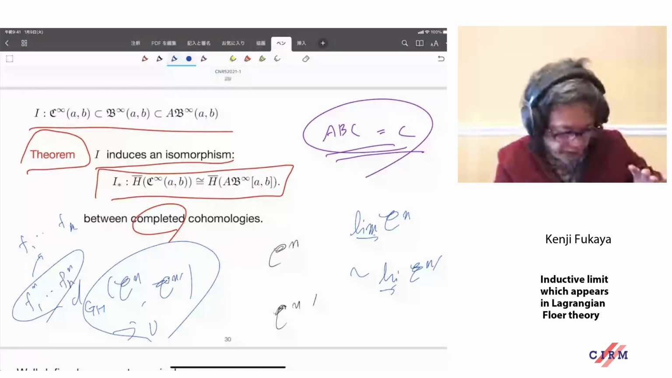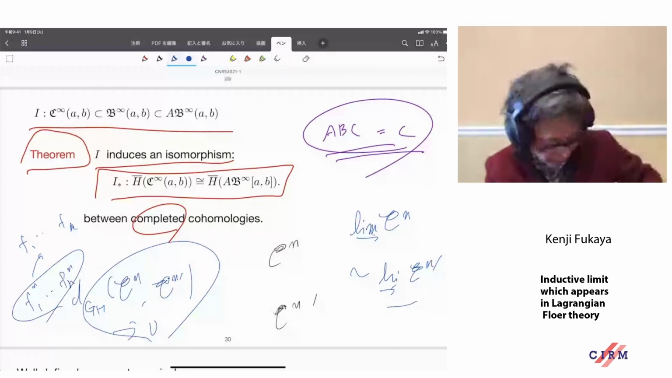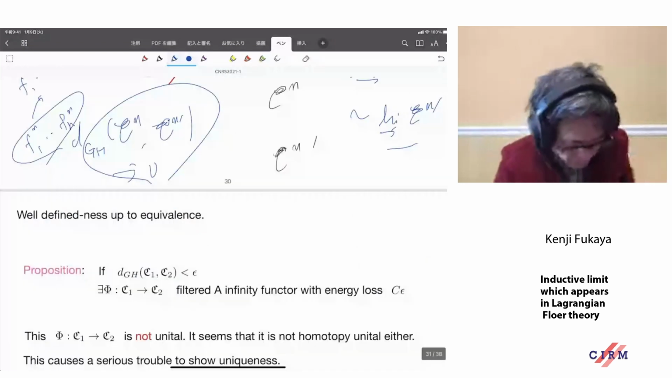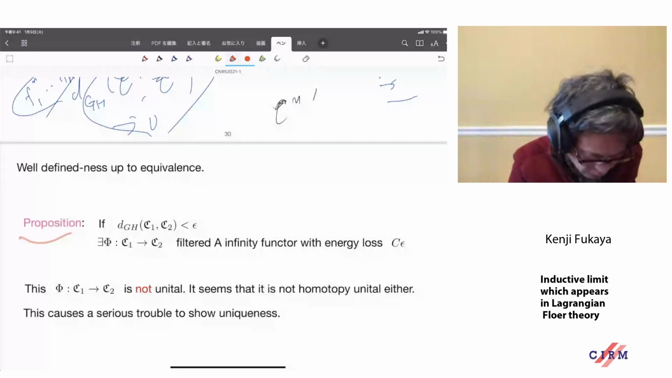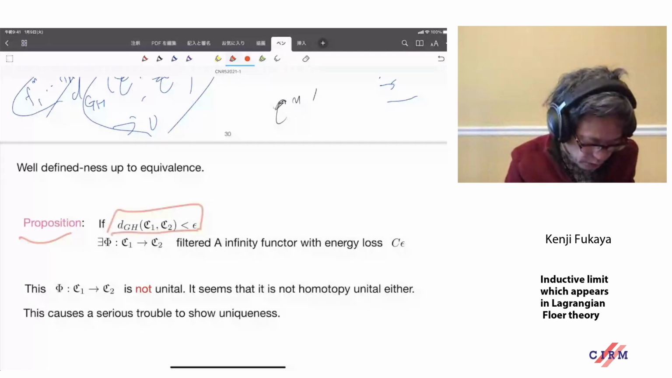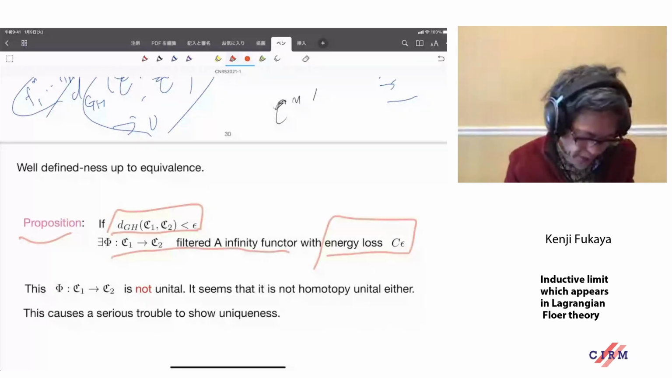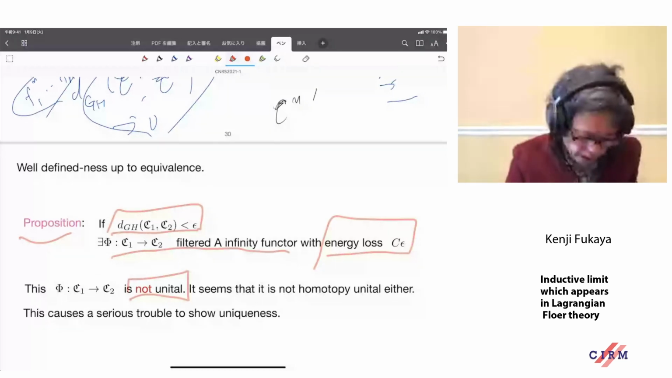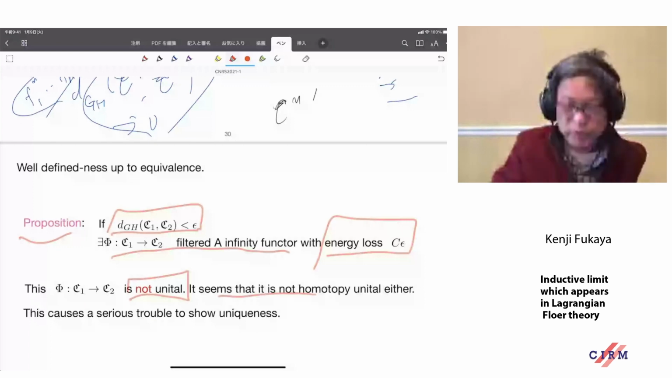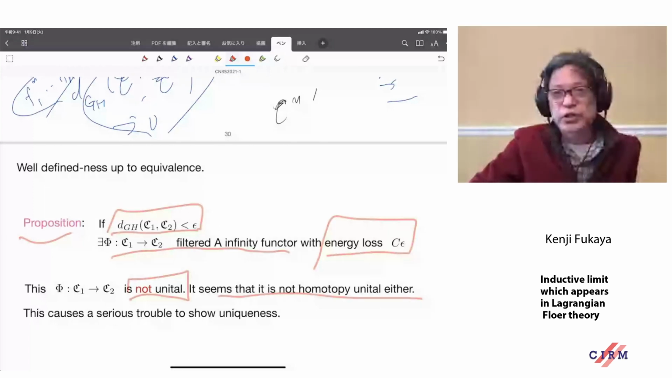For this, we need to study how this inductive limit behaves when you have these two different Cauchy sequences. And the issue is the following. I explained the Gromov-Hausdorff proposition: if you have two filtered infinity categories whose Gromov-Hausdorff distance is small, then we have a filtered infinity functor with energy loss C epsilon. And I said that this is not unital, meaning that the infinity functor does not preserve the unit. And it seems that this is not homotopy unital either. So, to define the Gromov-Hausdorff distance between two infinity categories, we need units.